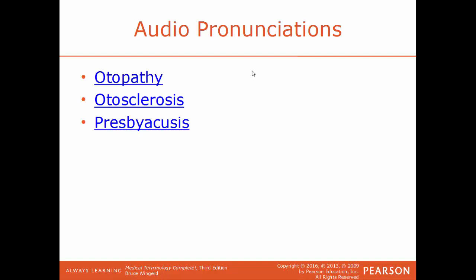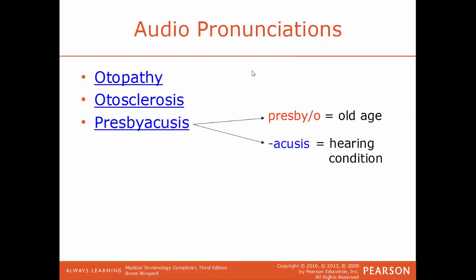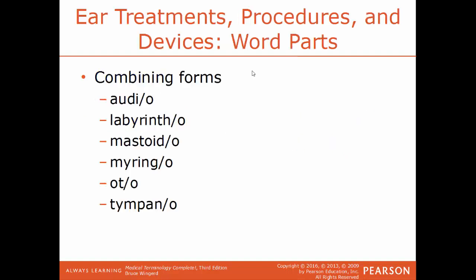Presbyacusis. This is a loss of hearing that is natural as we get older. So this is age-related hearing loss. So if we break down that term, presby references old age, and acusis, a hearing condition, the loss of hearing due to aging. Now we'll talk about some ear treatments, procedures, and devices.